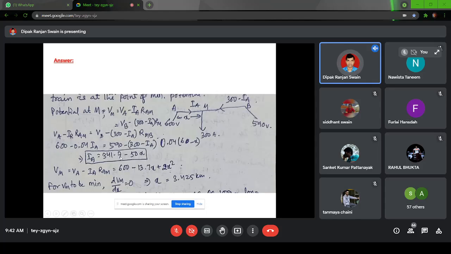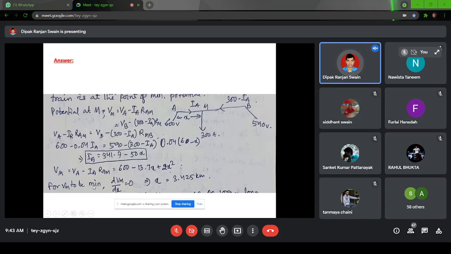So 600 minus, putting the value of IA here, minus 13.7x and 2x square. So just putting the value of IA and RAM here, you will get the VM equation in terms of x. As this is the point of minimum potential, I am going to differentiate it with respect to x and find out the value of x.